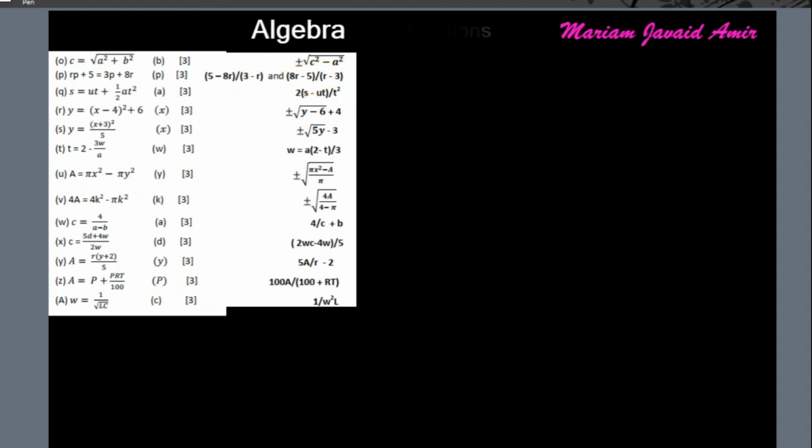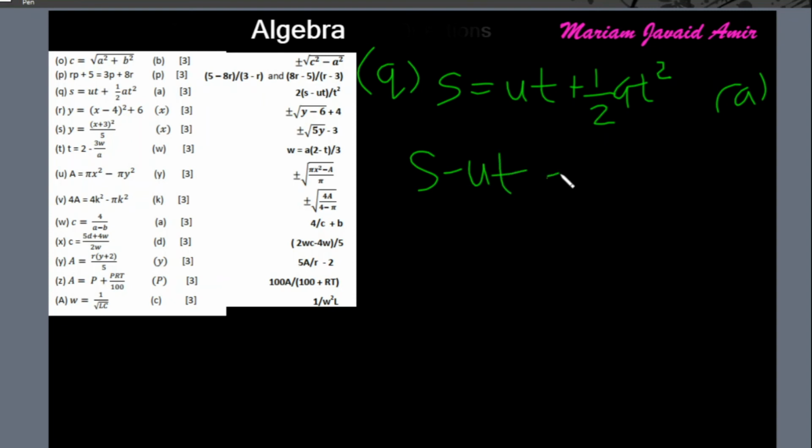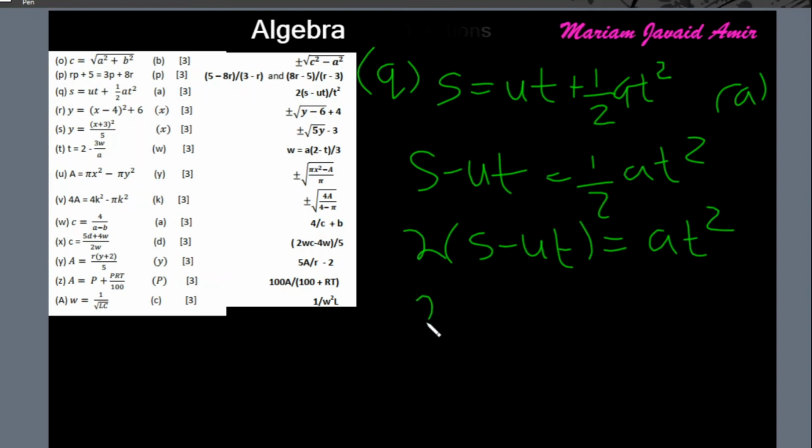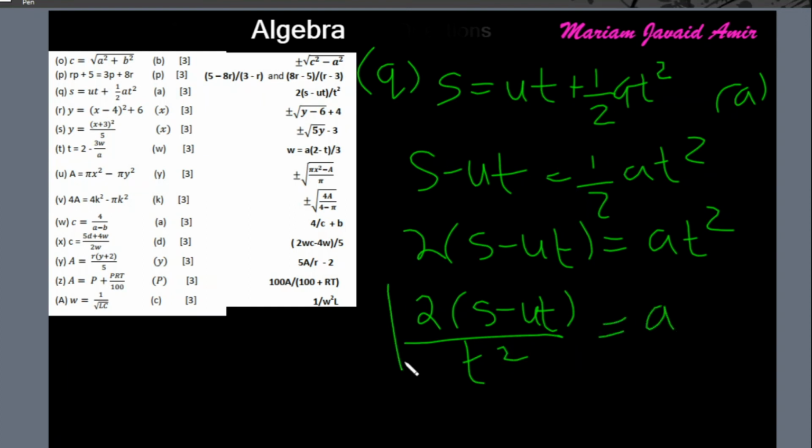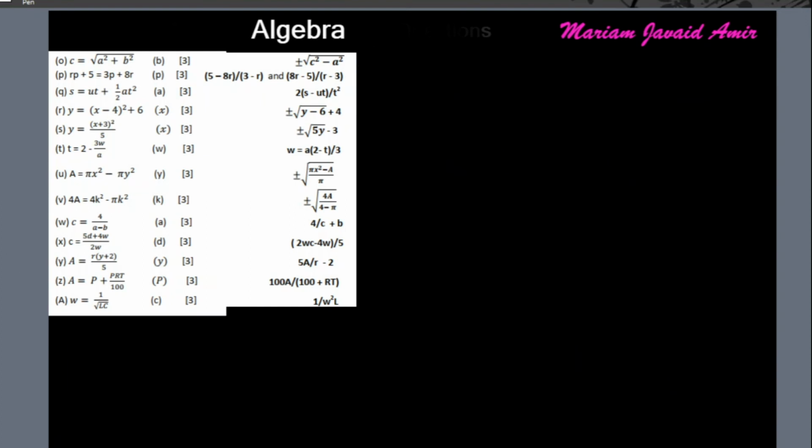Part Q. S equals ut plus half at square, and we have to make a the subject of the formula. So let's move ut to the other side. Next we'll move half to the other side, which will get multiplied. Then we'll move t square to the other side. So 2 times s minus ut over t square equals a is the answer for part Q.